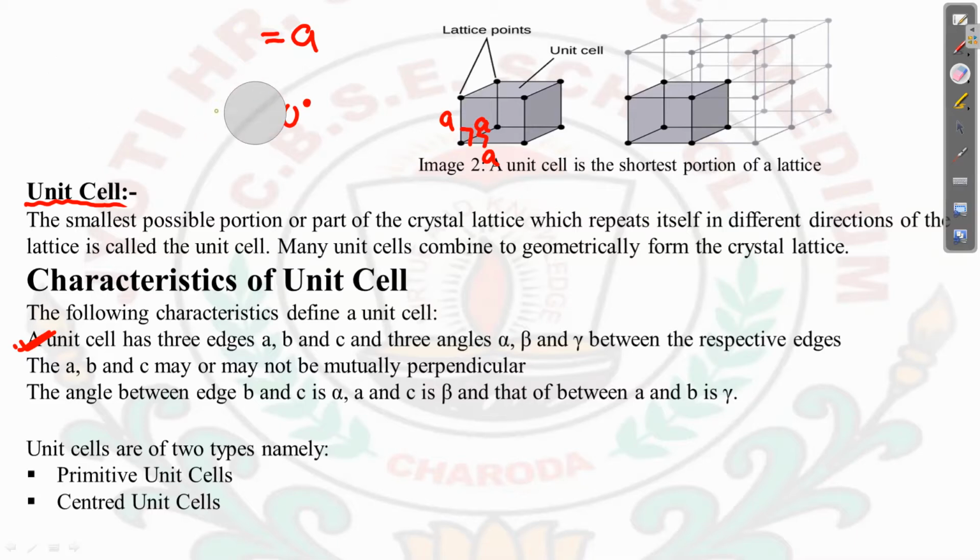Okay, let's move further. Now after the characteristics, I want to take your attention towards the types of unit cells. How many types of unit cells are there? Majorly two types of unit cells are there. One is the primitive unit cell and the other one is the centered unit cell. Primitive unit cell and centered unit cell. Two types of unit cells are there.